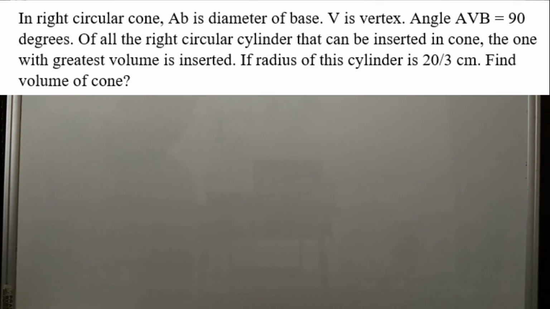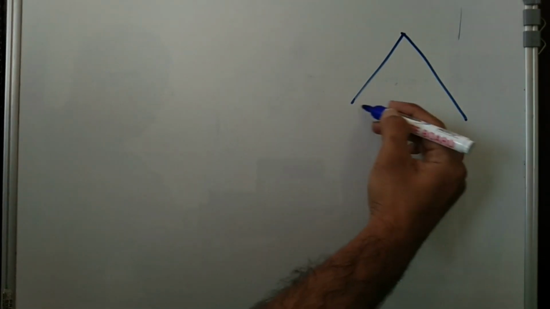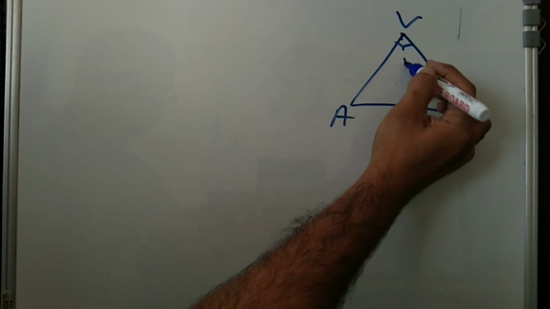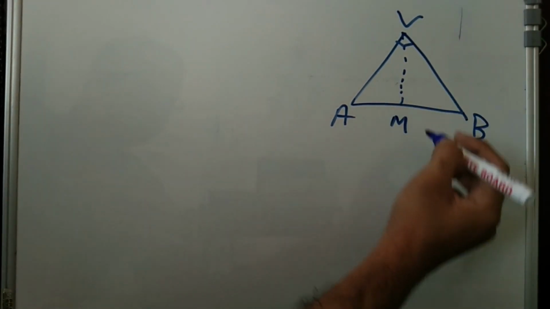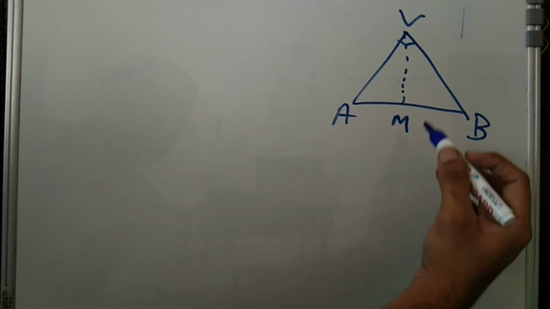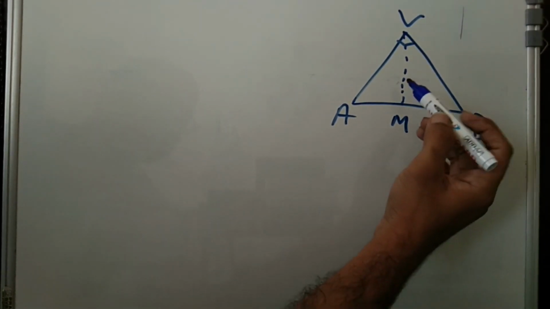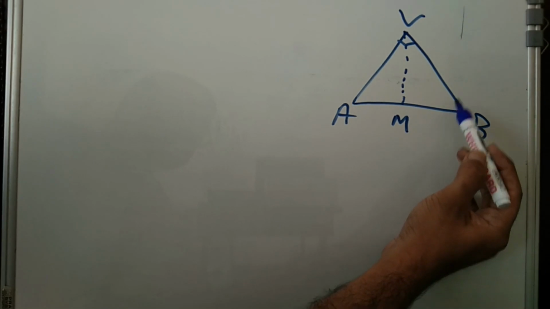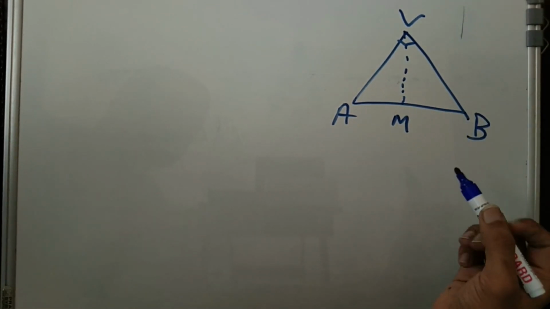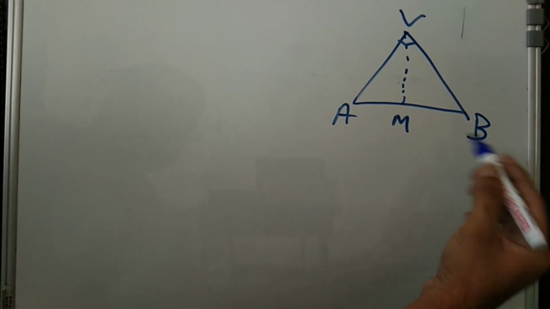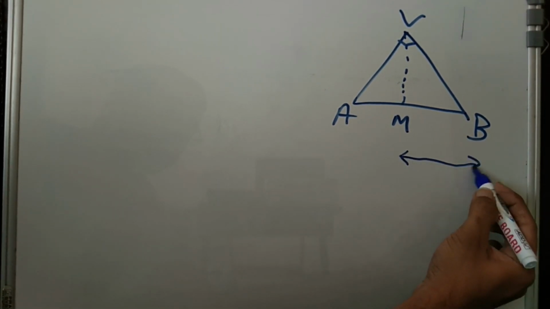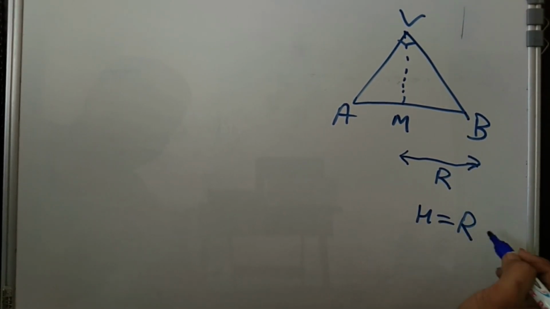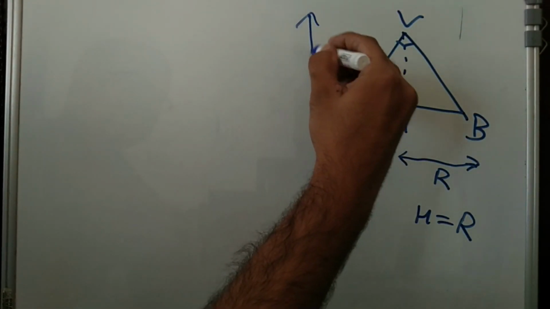So first let me draw the diagram. This is 90 degrees. Let's say this is the height. Let's say this point is M. Since this is a right circular cone, we have height equal to the radius of the cone. Why? Because VMB will be an isosceles triangle. This angle would be 90, this would be 45, this would be 45. So VM is equal to MB. So the height of the cone will be equal to the radius. So let the radius of the cone be capital R and the height of the cone be H. So capital H is equal to capital R, where capital H is the height of the cone.